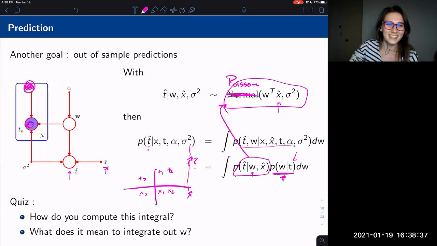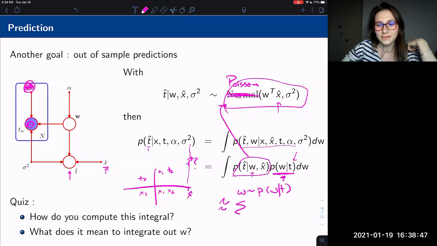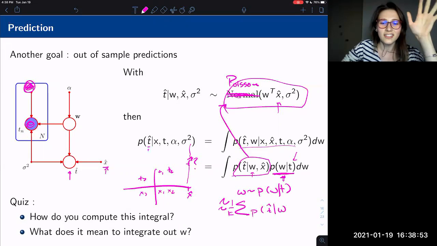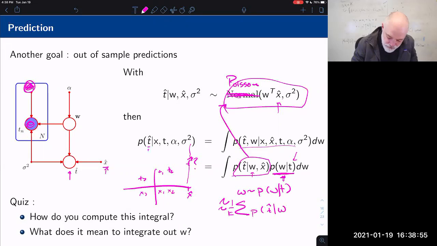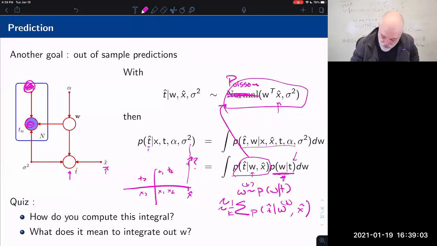Okay, so you're saying basically if you could get W from P of W given T somehow, then what you could do is 1 over K of P of T hat given W, an estimate. You don't take the actual integral. Yeah, okay. So this is what we would call a Monte Carlo integral approximation, or estimation. Cool. We can do that. I like that. That's totally cool.